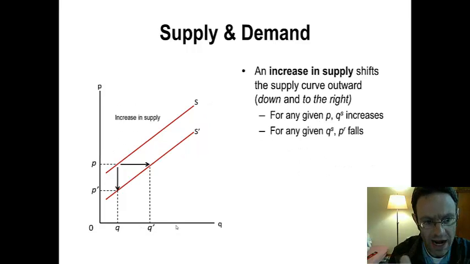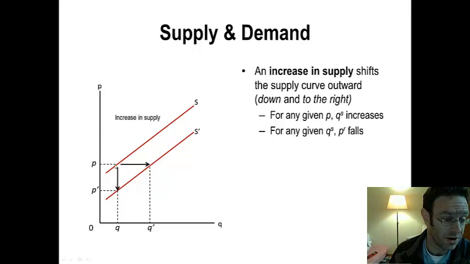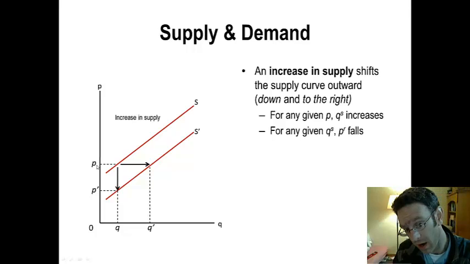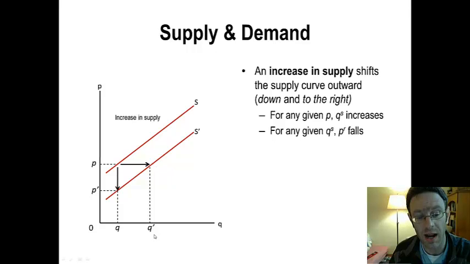A rightward, downward shift is oftentimes referred to as an increase in supply, using the horizontal perspective. At a given price, along the original supply curve, quantity supplied was Q, but now, for whatever reason, that rightward shift allows quantity supplied at a price of P to be much, much larger, Q prime. So there's been an increase in quantity supplied, holding prices constant.